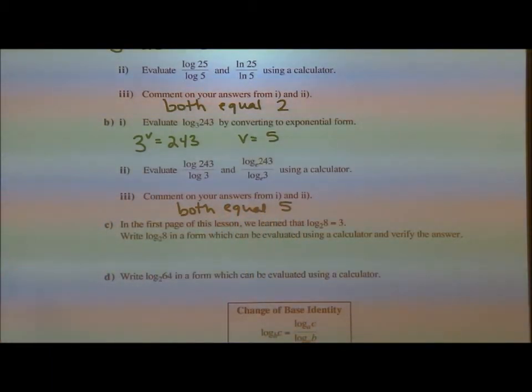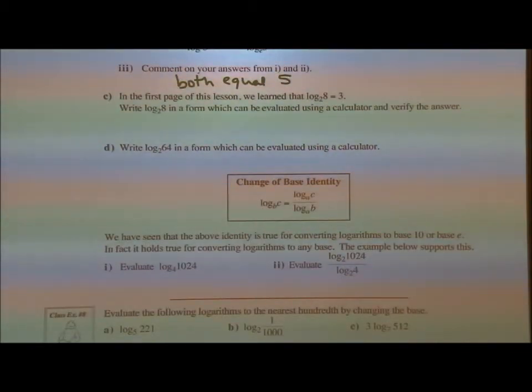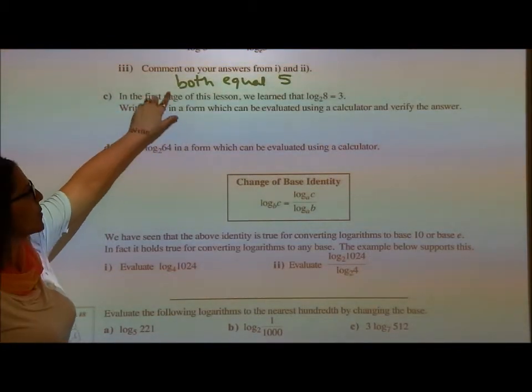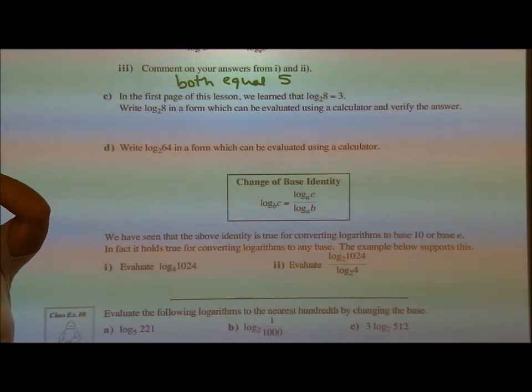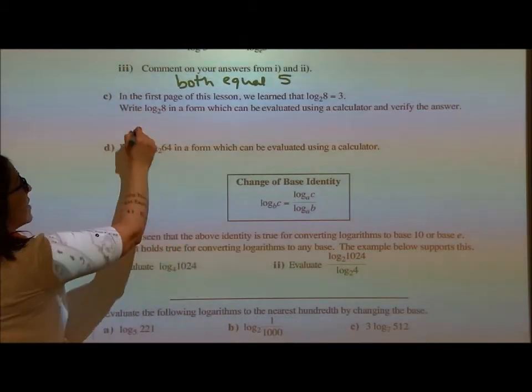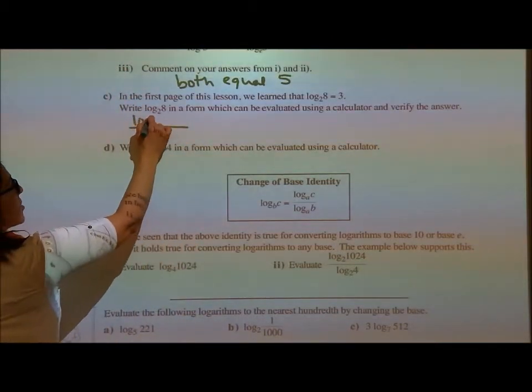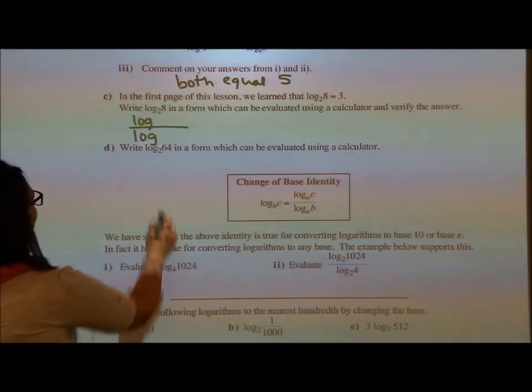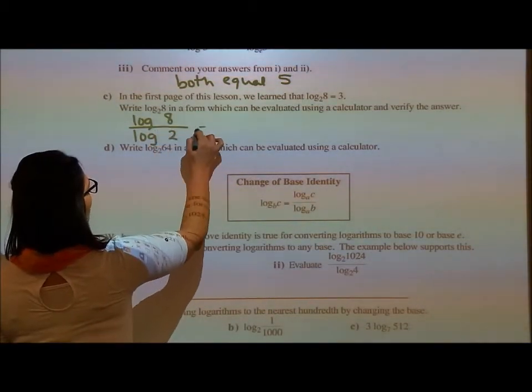So on the first page of the lesson, we learned that log base 2 of 8 is equal to 3. So I could take log base 2 of 8 and evaluate this using a calculator by using what I've seen above. So from above, what would go on the top and what would go on the bottom? Log what divided by log what? Log 8 divided by log 2. And if I go log 8 divided by 2, what do I get?